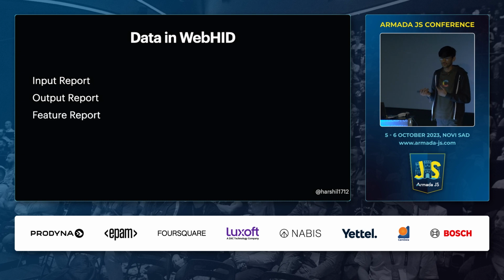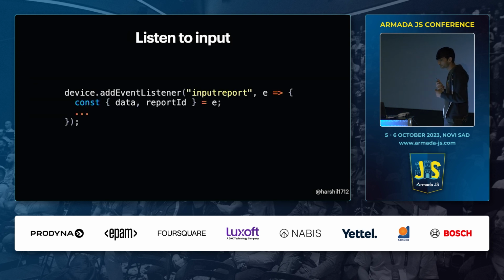And then there is something called a feature report, which is again bidirectional. Remember, this is the Web HID API, which means there is bidirectional exchange of information happening. So using a feature report, you can send and receive the information at the same time.